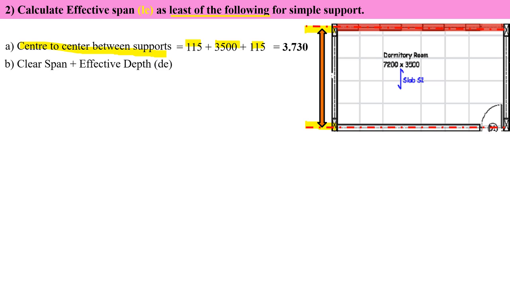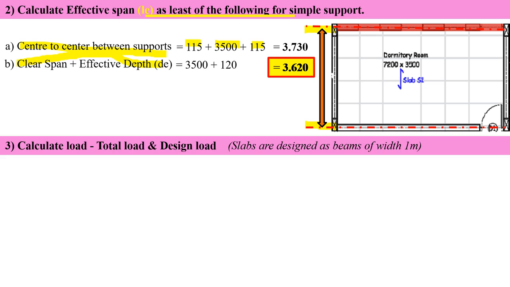The second condition is clear span plus effective depth. So that is equal to clear span plus effective depth, which we already calculated. So value becomes 3.620. So we need to select the least of the following. That is very important. So least is 3.620 meter.